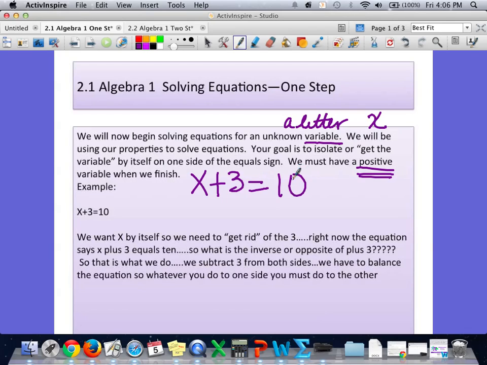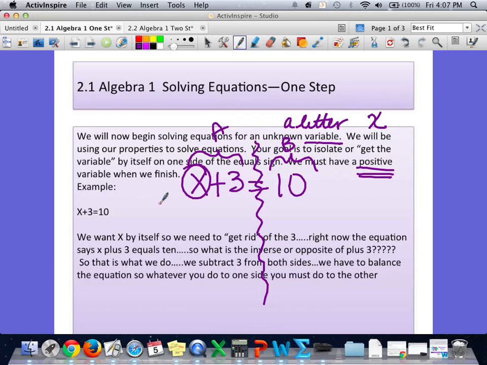Okay, what I like to tell my students when we first start learning how to solve equations, this equal sign, you should think of it as a wall. This part is one part of the equation, and this part is another part of the equation. Part A, part B. Now, we want to have that variable, in this case it's x, all by itself on the A side. So whatever's with that x has to go.